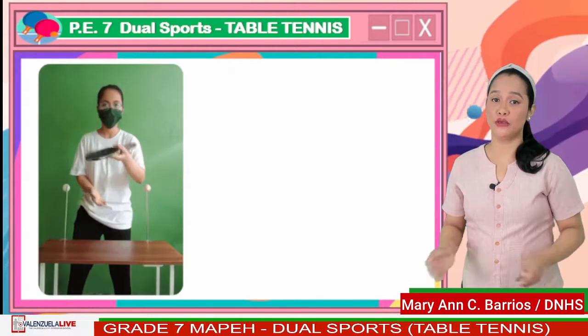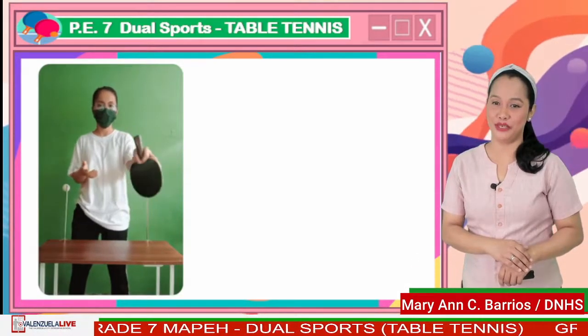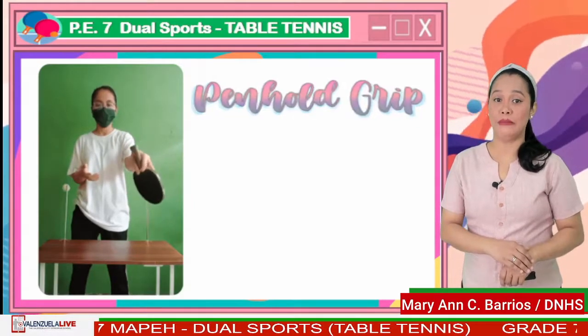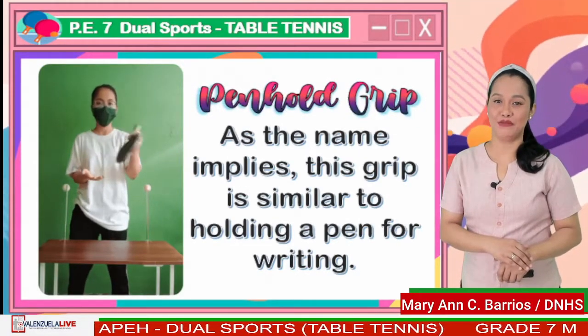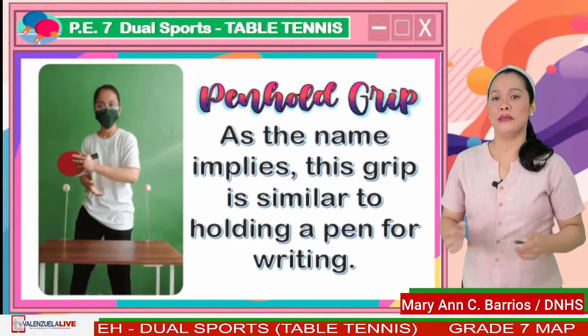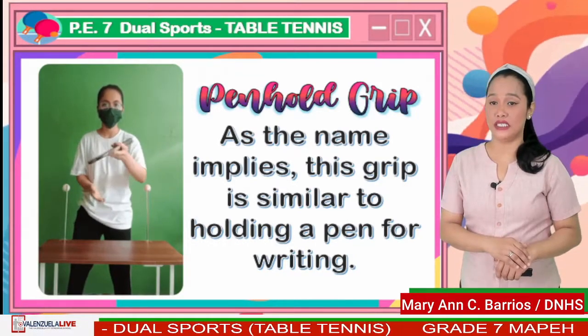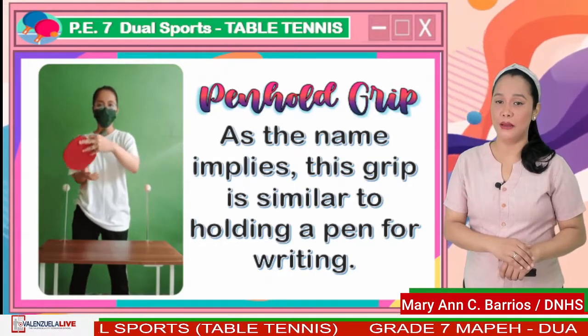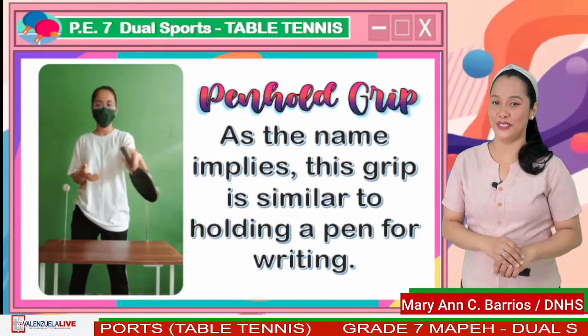The pen hold grip is a traditional Asian grip where the bat or paddle is held like a pen between the thumb and the index finger. The pen hold grip has some advantages. It allows for more wrist movement and therefore more spin, but it is also more difficult to learn.